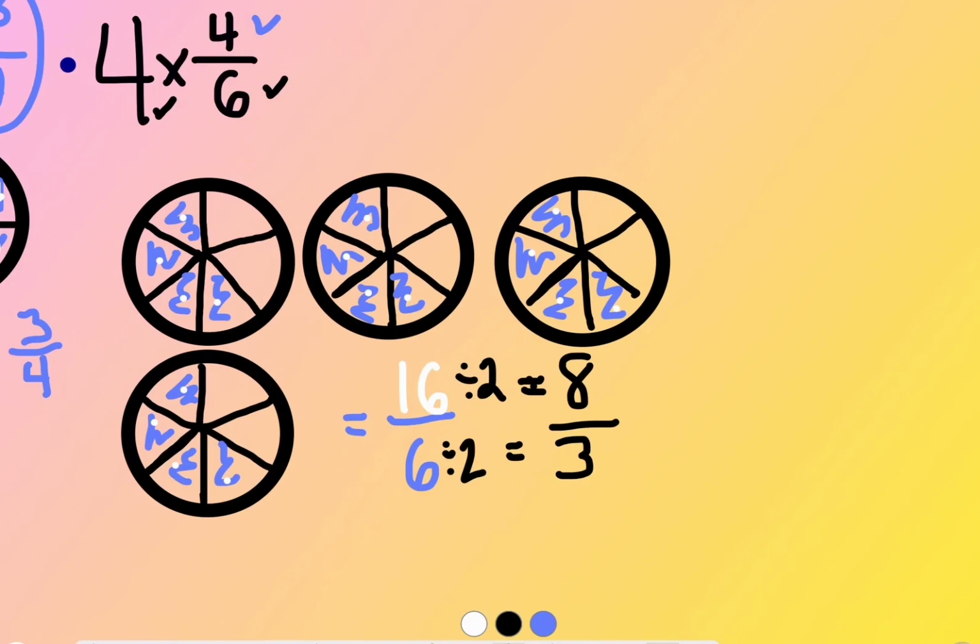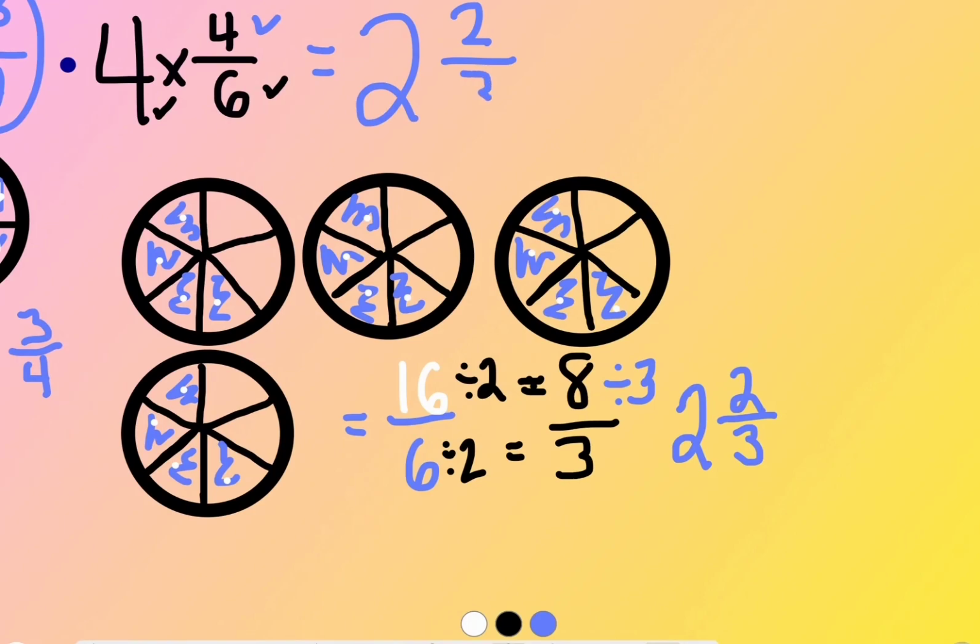Now I can simplify that fraction. How many times can 3 go into 8 without going over? 3, 6, 9. Okay, so I can go there 2 times. My denominator of 3 is staying. 3 times 2 is 6. 8 minus 6 is 2. So that means if I was to count up my whole pizza, or if I was to numerically work it out, 4 groups of 4/6 is actually equal to 2 2/3 of pizza.